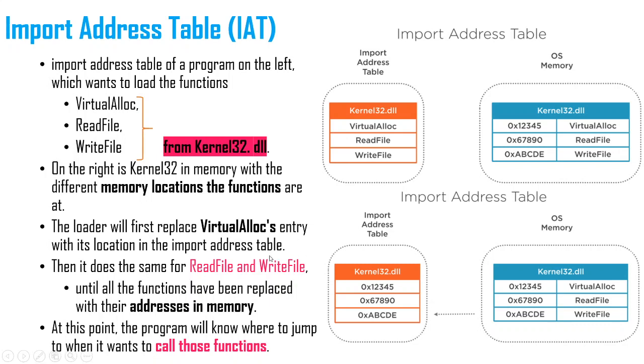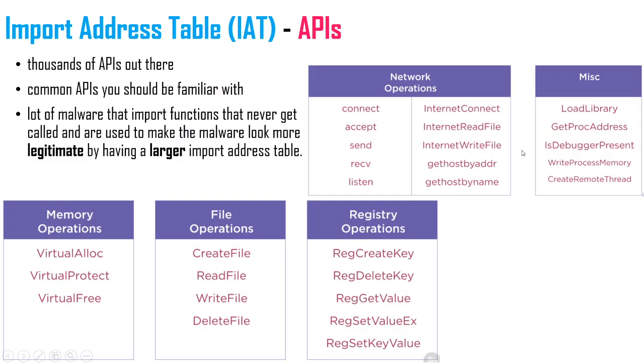So finally the malicious program will know where to jump. Where to jump means where it has to reach in the memory of the operating system when it wants to call those functions, all while executing this malicious file.